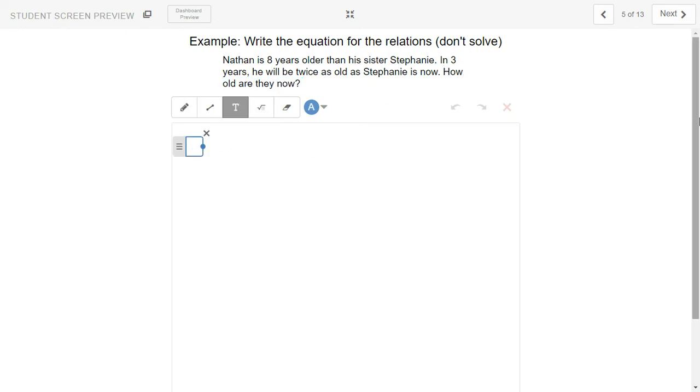Let's write a let statement based on that. Let n be Nathan's age. Let x be Stephanie's age. Just a side note, I am a little leery about using the letter S as a variable because often the S looks a lot like the 5 and sometimes it gets mixed up in writing.